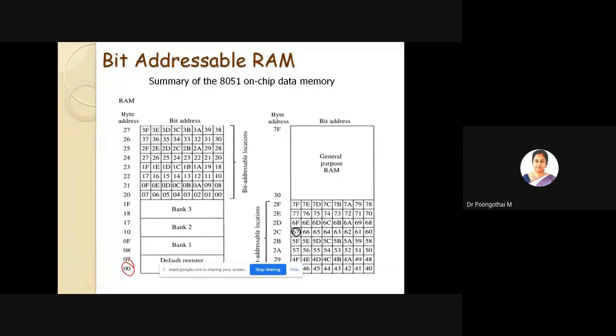So 00 to 1F for general purpose and 20 to 2F for bit addressable, 30 to 7F for general purpose RAM. So 16 bytes, sorry, 32, 16, 8. So this is the internal structure of your 8051 on-chip data memory.